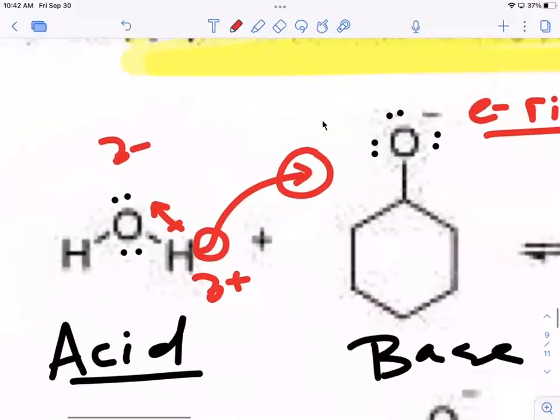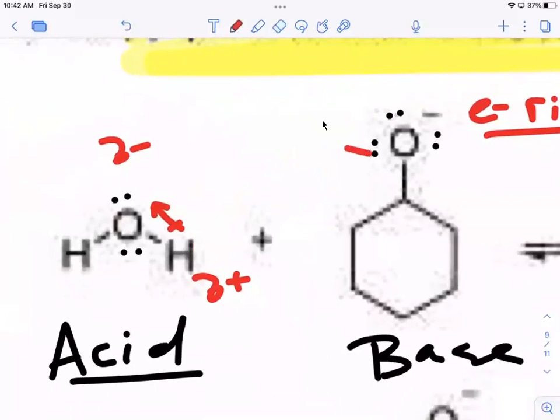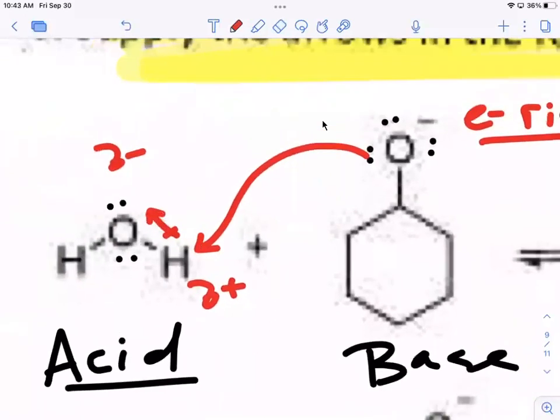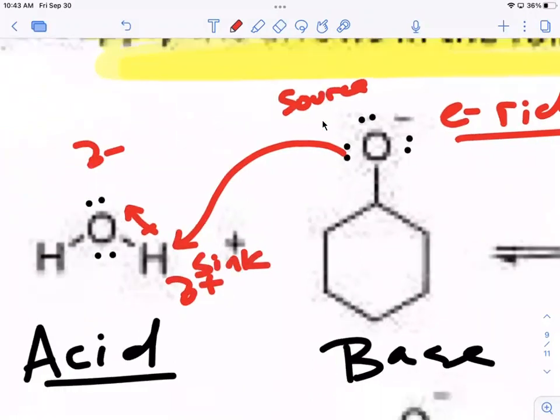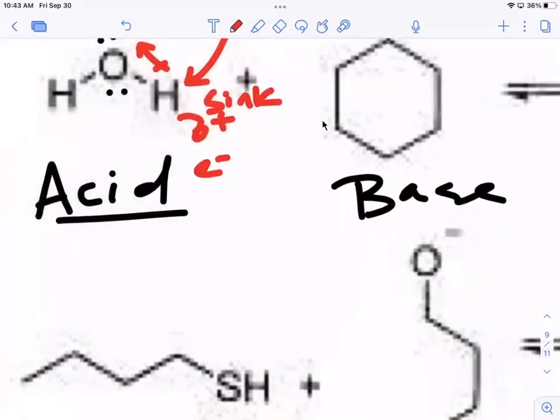So in this case, you're right, there's going to be a line between them, but the arrow is going to go from where the electrons are to where the electrons are not. So the electrons always go from what we call a source to a sink. They move from an environment that's electron rich to an environment that's electron poor. So that oxygen is electron rich. The hydrogen here is electron poor. So that's how electrons flow.